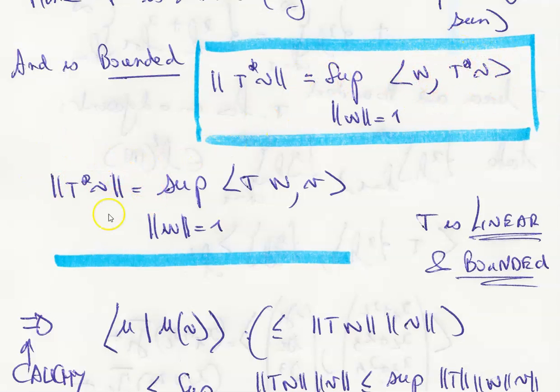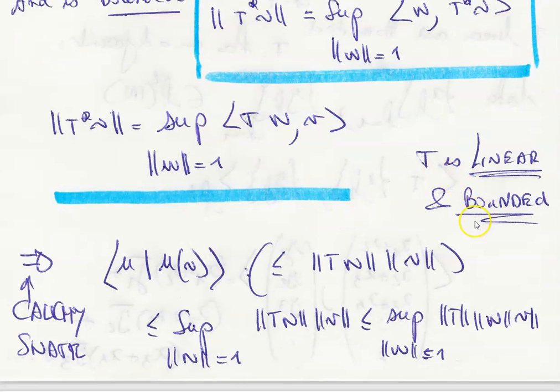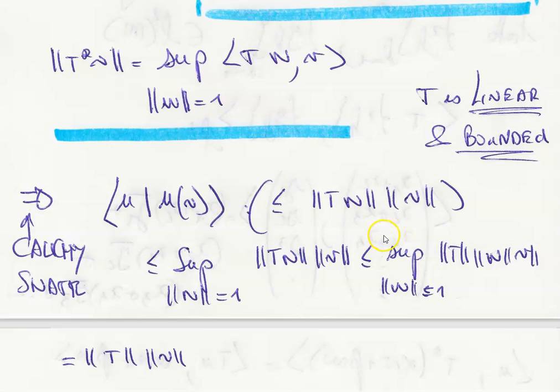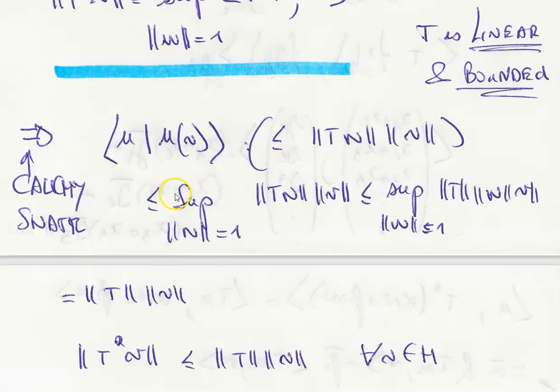So the norm of T star applied to V is also equal to the sup for all the W that have norm 1 of the inner product of T applied to W and V. Okay, so T is linear and bounded. According to the Cauchy-Schwarz inequality, we can say that this number is less than or equal to the product of the norm of TW and the norm of V. So this is always less than the sup for norm of W equal to 1 of the norm of TW multiplied by the norm of V, which is less than the sup of the norm of T by the norm of W by the norm of V.